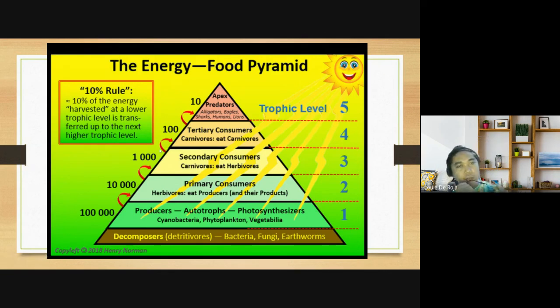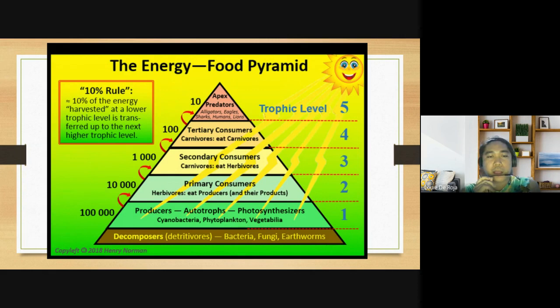So, meron tayong 10% rule of energy food pyramid. So 10% rule, 10% of the energy harvested at a lower trophic level is transferred up to the next higher trophic levels.